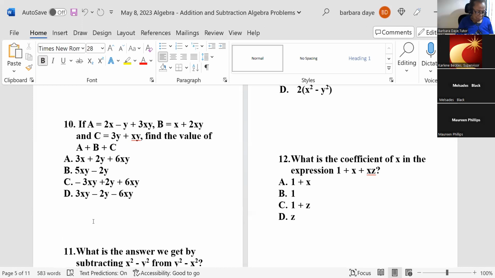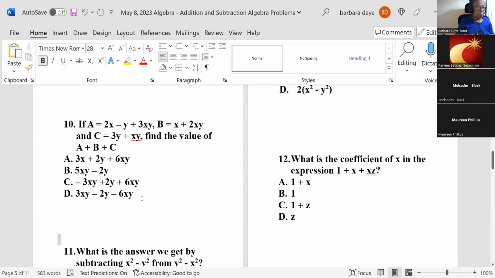She shows number 12 now. Let's do number 12. She showed me number 10 now. On the other side, yeah, I see it. If A equals 2x minus y plus 3xy, and B, and C, find the value of A, B, and C.